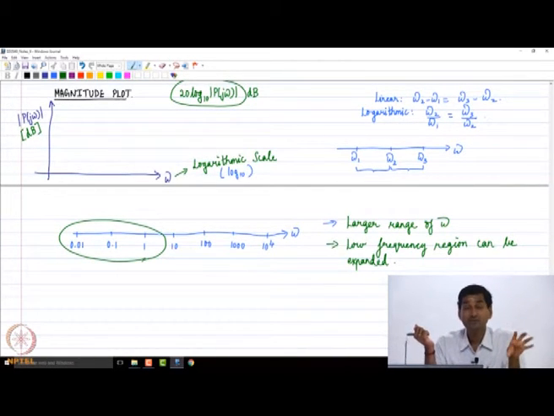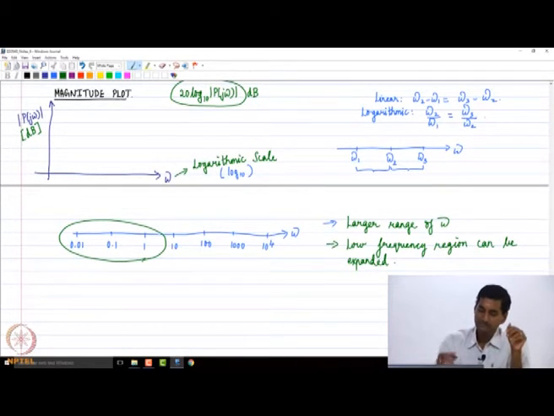I can focus on lower magnitude values also, and that region is also going to be expanded. So can you sense any other advantage of using a logarithmic scale?